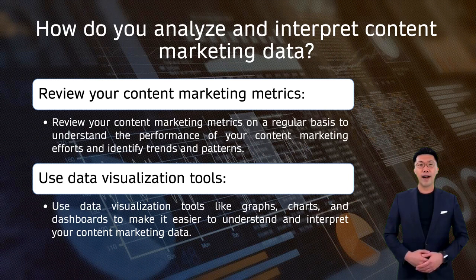This will allow you to identify trends and patterns in your data and understand which content is performing well and which may need optimization. Step 2. Use data visualization tools. Data visualization tools, like graph charts and dashboards, make it easier to understand and interpret your content marketing data. These tools help you to see your data in a way that is easy to understand and make it easier to identify trends and patterns.